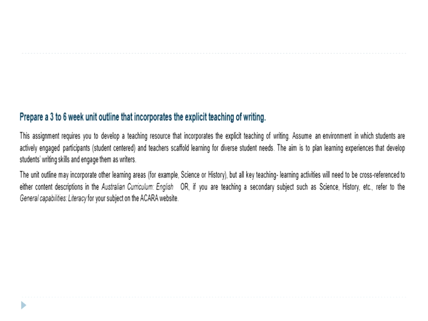So I'm going to make sure that you do understand assignment 3 very clearly right now, and that will leave just the issue of your academic writing skills that you'll be waiting for feedback on. What I've got here is just a copy and paste from the assignment 3 task, and it says to prepare a 3 to 6 week unit outline that incorporates the explicit teaching of writing.